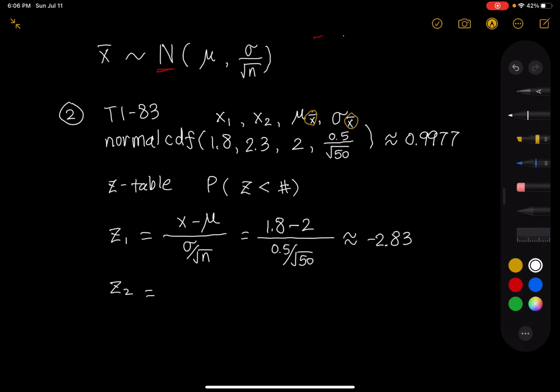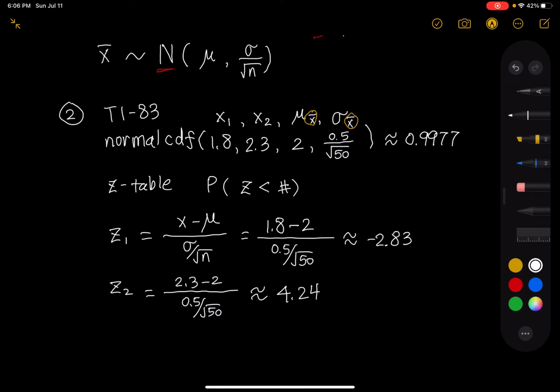So for the second z-score, we follow the formula. Again, the number we're interested in is 2.3. Subtract the number 2, which is the mean, divided by 0.5 over square root of 50. So if you enter correctly in your calculator, you should get 4.24. So those are the 2 z-scores that we need to look up in the table.